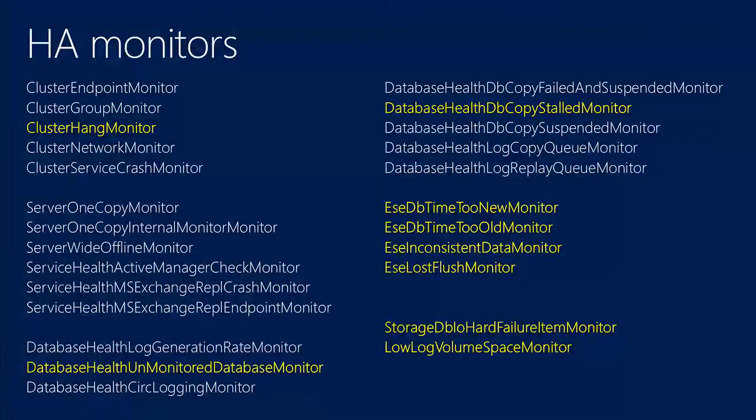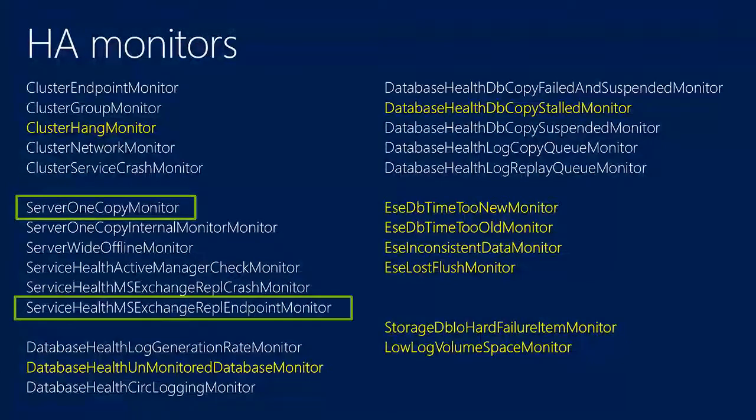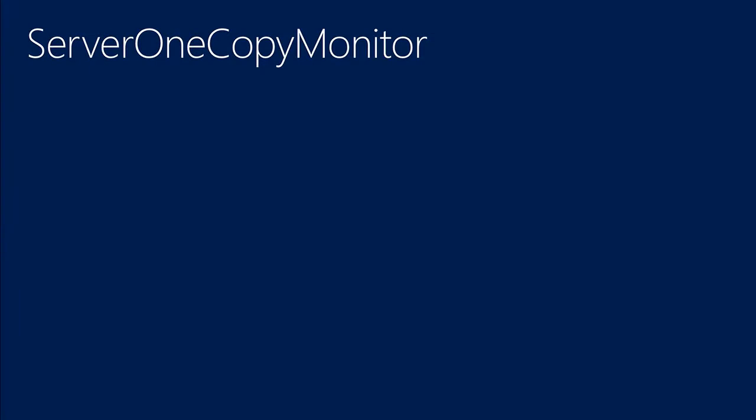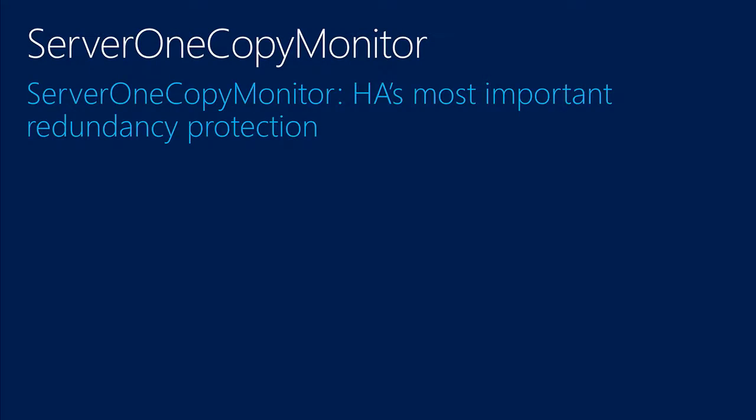Now, out of all of these managed availability monitors that the HA team uses as part of the data protection and clustering health sets, it's really these two that are the most important: the Database 1 copy monitor and the Service Health MSExchangeRepl endpoint monitor. Okay, so let me dig into those. The Database 1 copy monitor, this is HA's most important monitor.